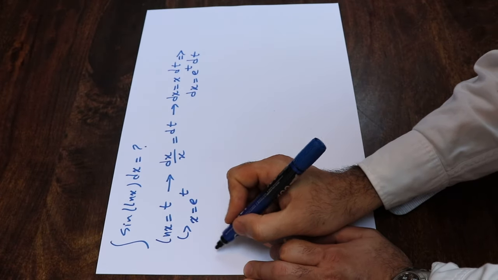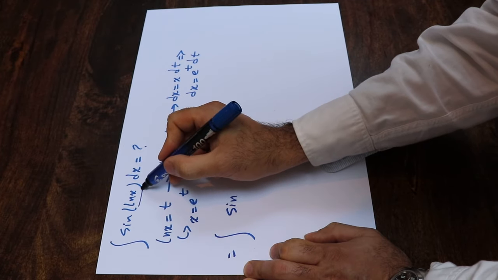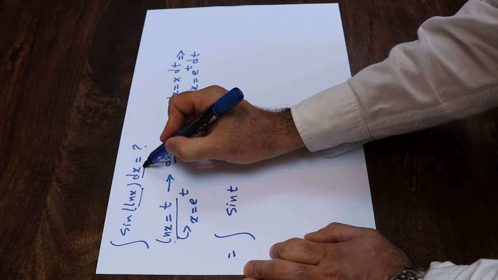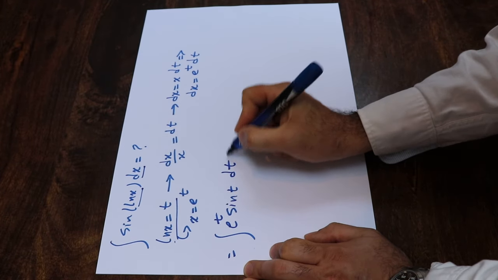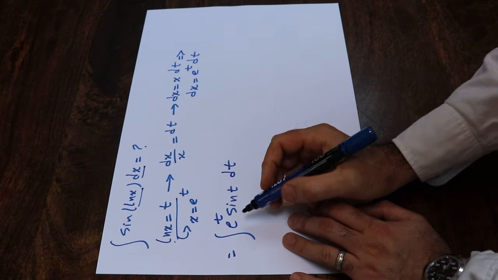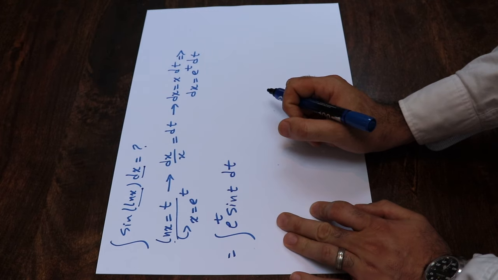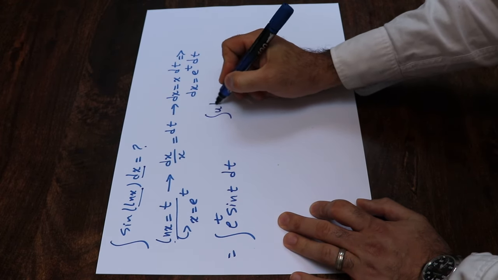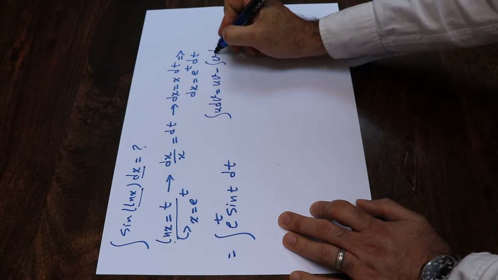Now if I substitute these equations into this integral, it will be equal to the integral of sine, instead of ln x I write t, and instead of dx I write e to the power of t times dt. Now the question is how to calculate this integral. You can calculate it using the formula for integration by parts, that is, the integral of u dv is equal to uv minus the integral of v du.